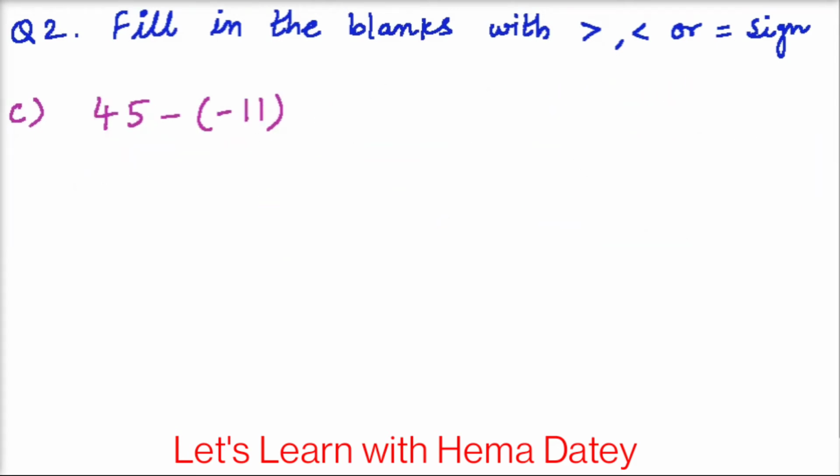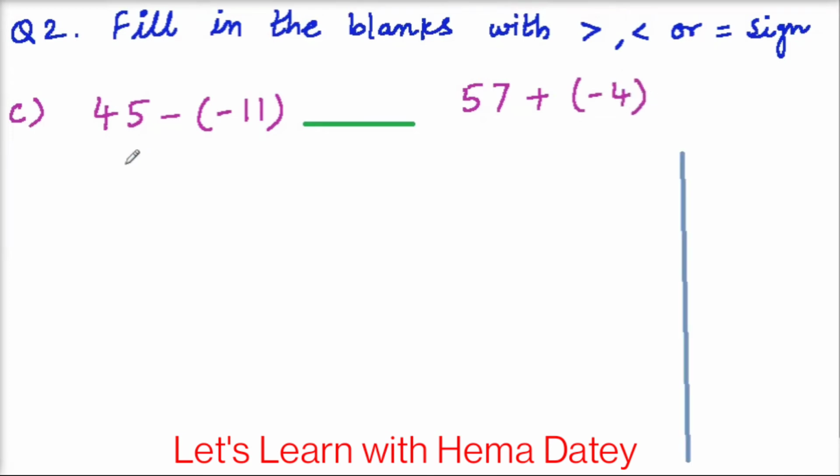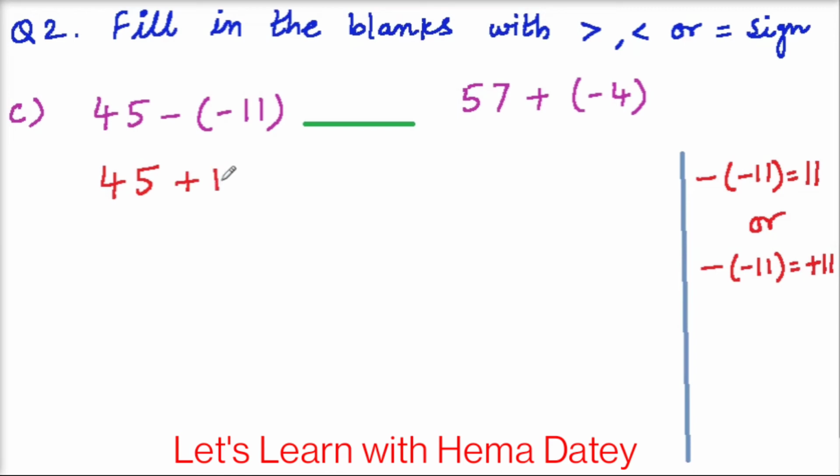Let's solve C part. 45 minus -11 blank 57 plus -4. We'll write 45 and we know that -11 turns into 11, or -11 can be written as +11. So here we are writing directly +11 in place of -11 and we'll get 56.